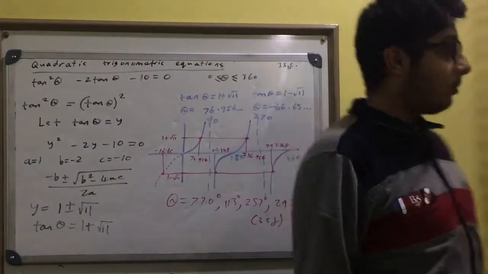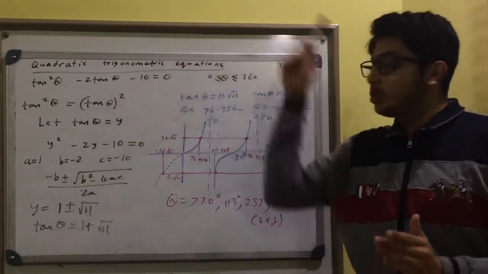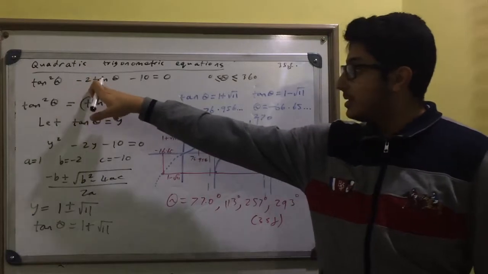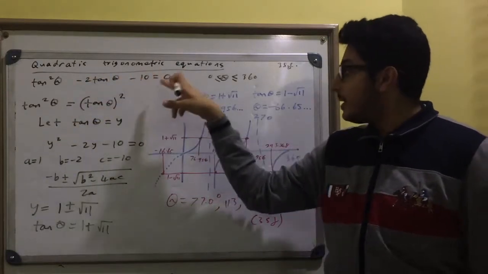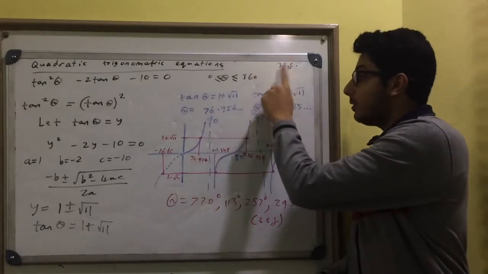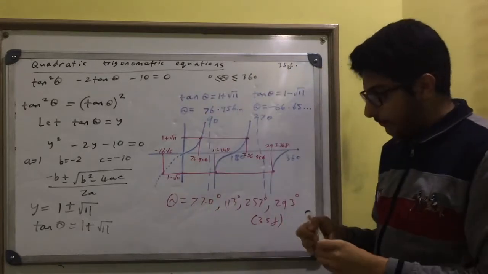Today I'm also on Tutor, and today we're looking at solving quadratic trigonometric equations. Like this one, tan squared theta minus 2 tan theta minus 10 is equal to 0, in this interval, and we give all our solutions to three significant figures.